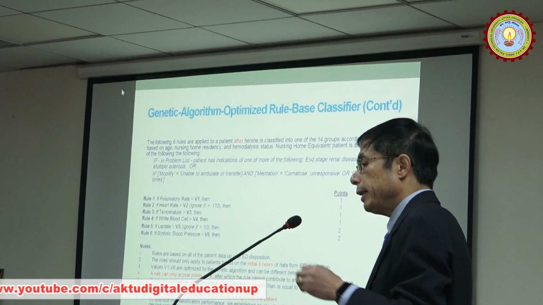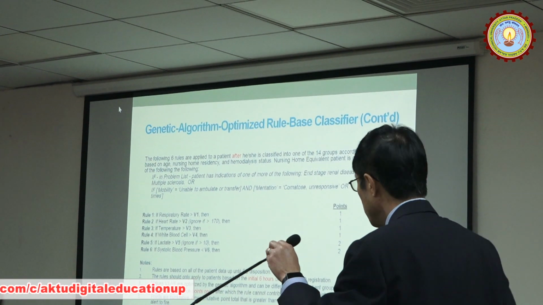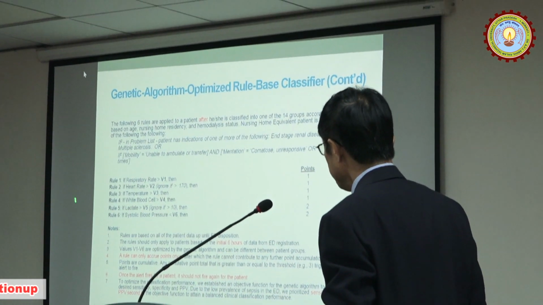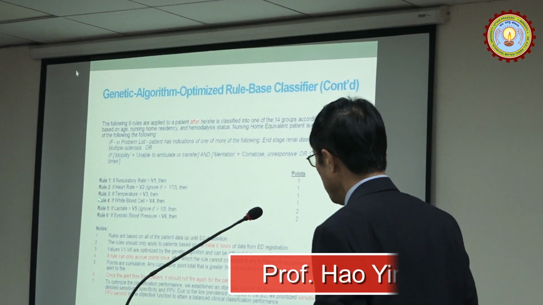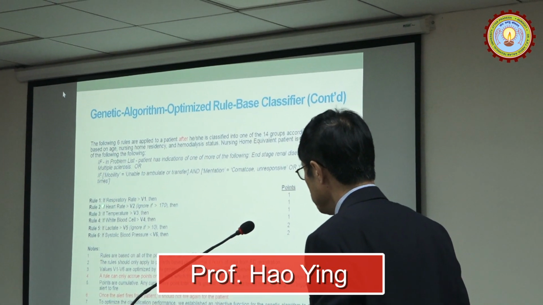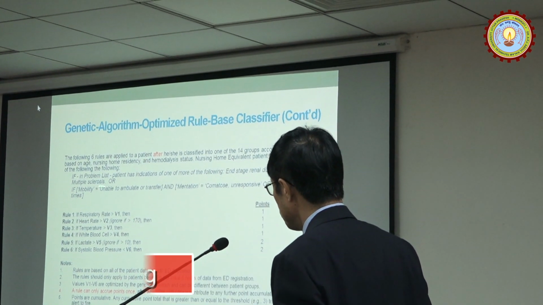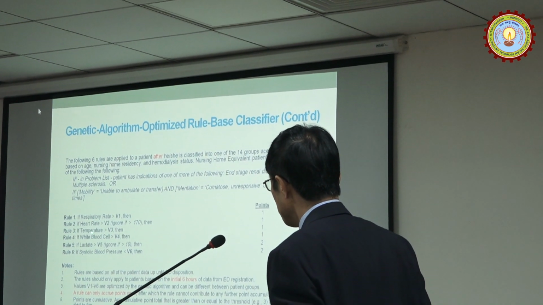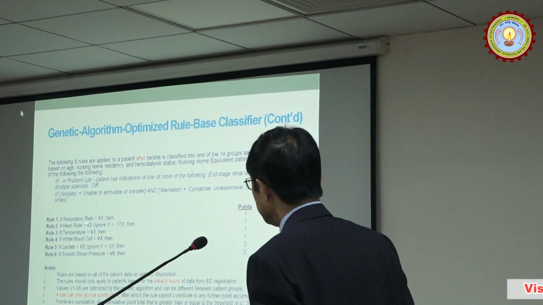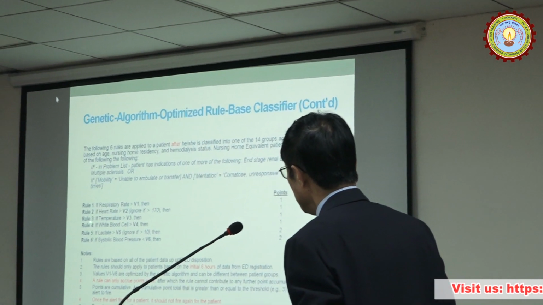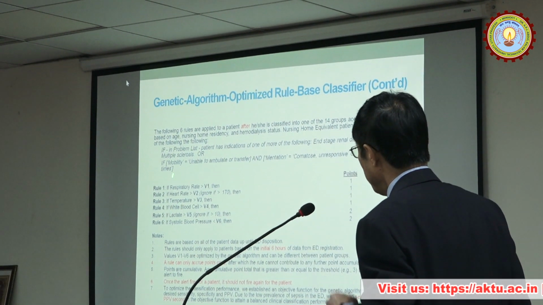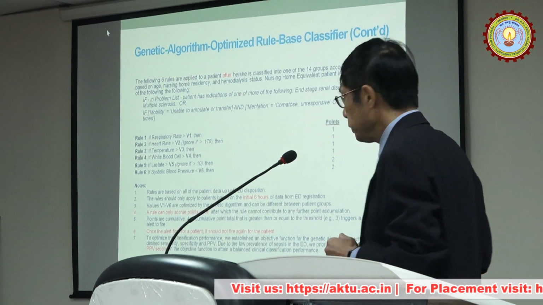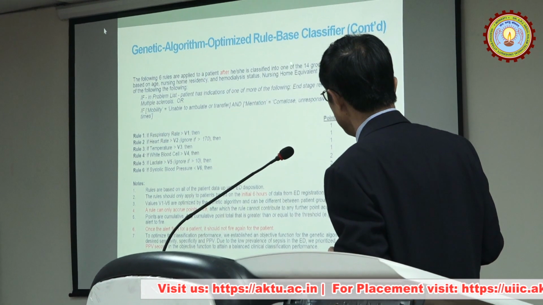Here is an idea of what kind of rules are used. We use 6 rules, and each rule deals with one variable. The first rule deals with the respiratory rate, the second is heart rate, and so on. This set of rules is applied to a patient after the patient is classified into one of the 14 groups.